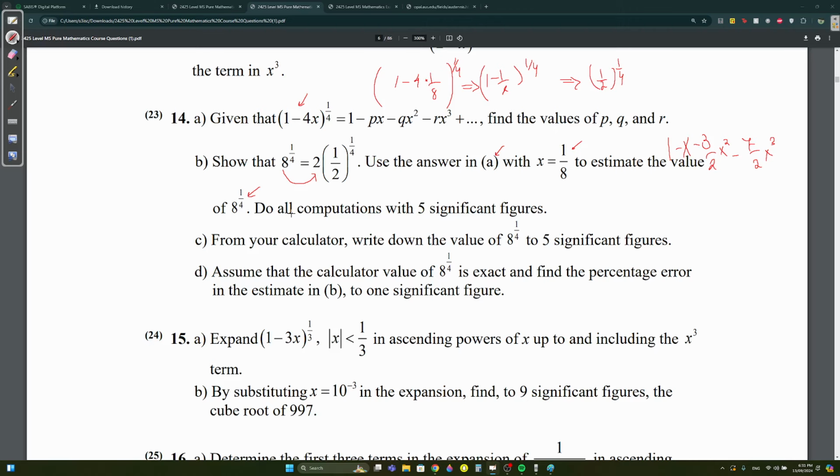They're saying to find the value of 8 to the power of 1 over 4. We said 8 to the power of 1 over 4 is 2 times 1 over 2 to the power of 1 over 4, right? Okay, so let's see. Is this here the same as this? Almost, right? What are we missing? We're just missing a times 2, right? So what are we going to do? We're going to multiply the answer we get here by 2.